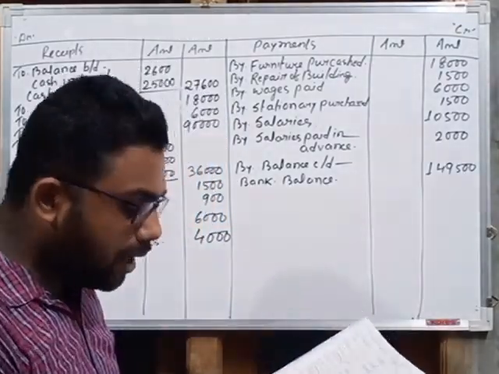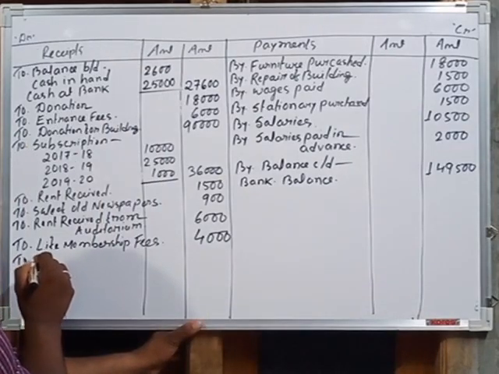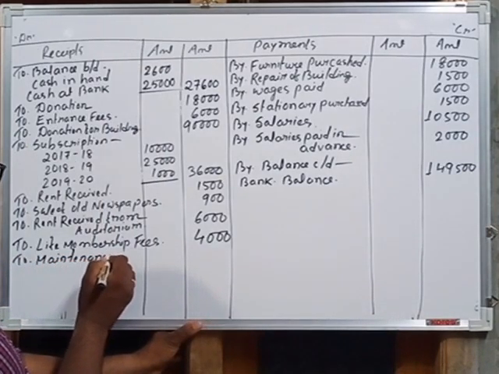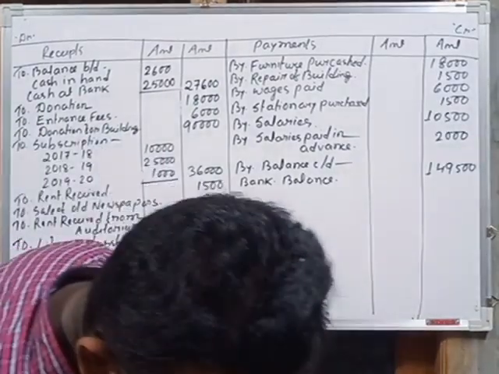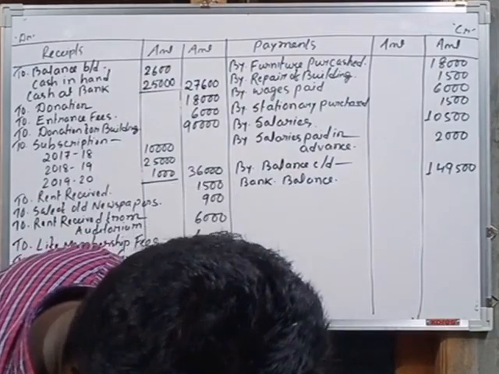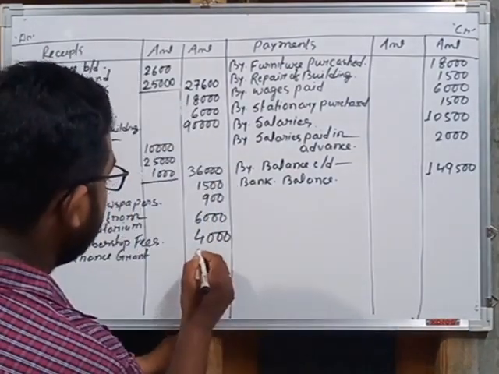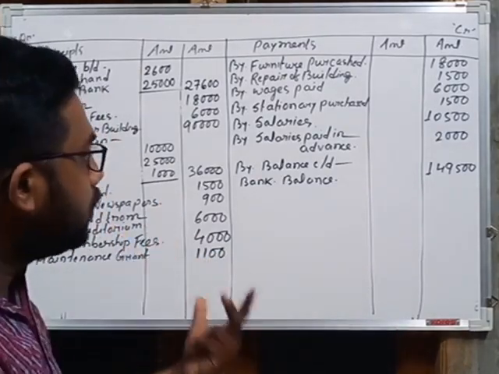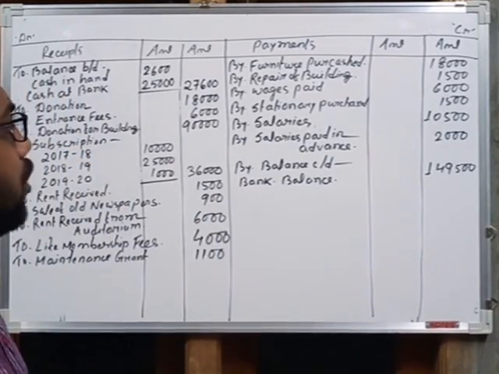And last one is the maintenance grant. So maintenance grant is received. To maintenance grant received, amounted to rupees 1,100. So this is the question, and from all the details I have put in the receipt and payment account, now we have to balance.